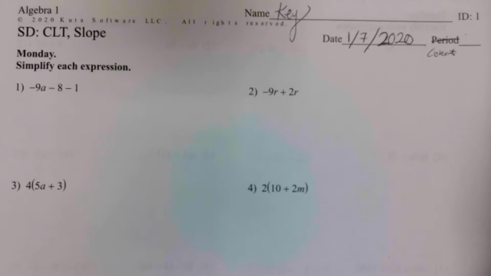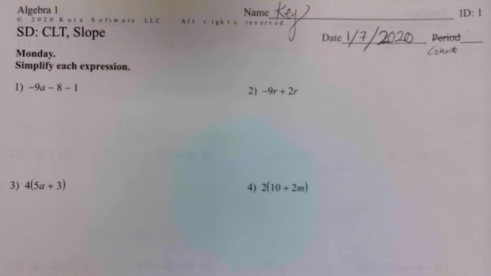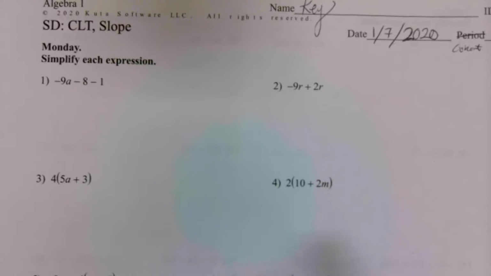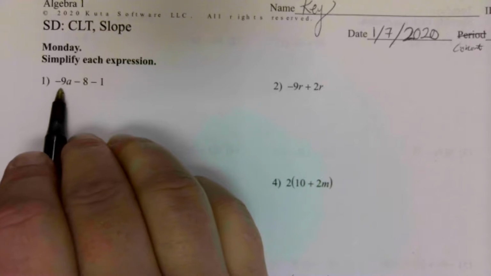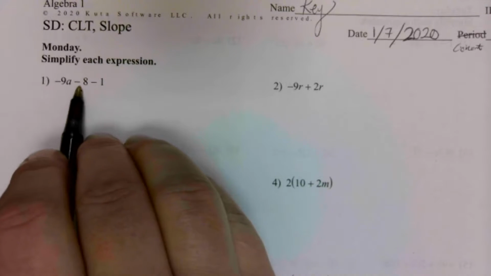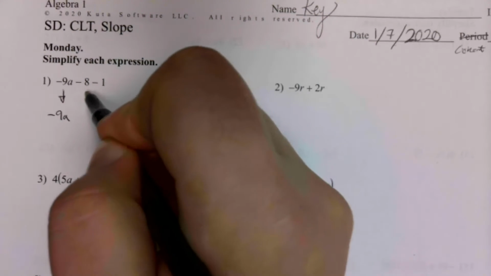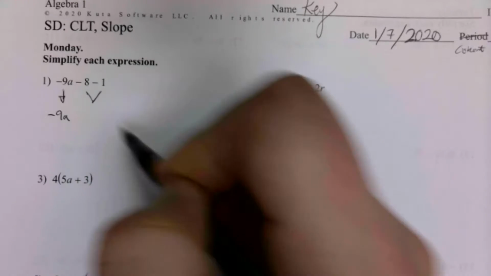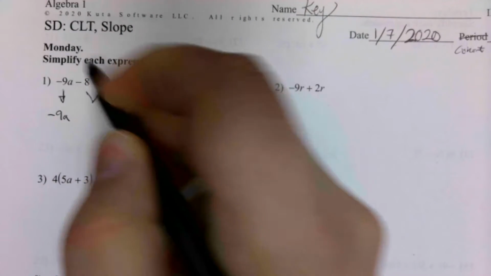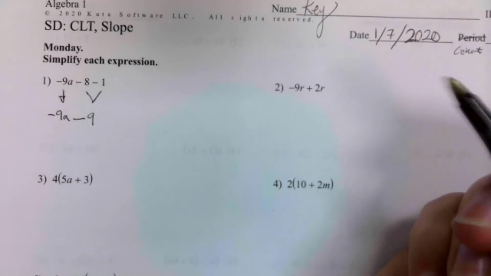All right, now the biggest thing here is knowing what a like term is. Remember, a like term has to have the same variable to the same exponent. Or if it's just a constant, which just means a number, you put those together. Since 9a, there's no other group that has an a in it, the negative 9a just comes down. The negative 8 and the negative 1 are going to combine. They're both negative, so they add. And I'm done.